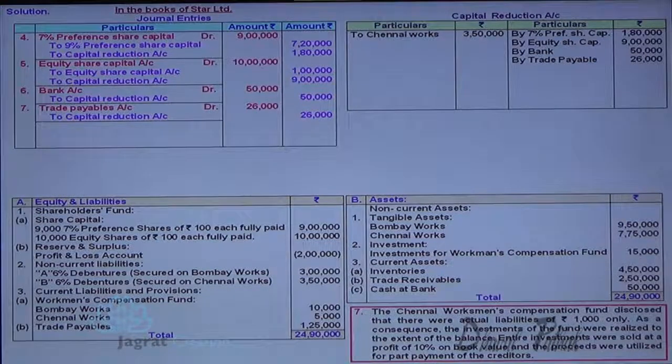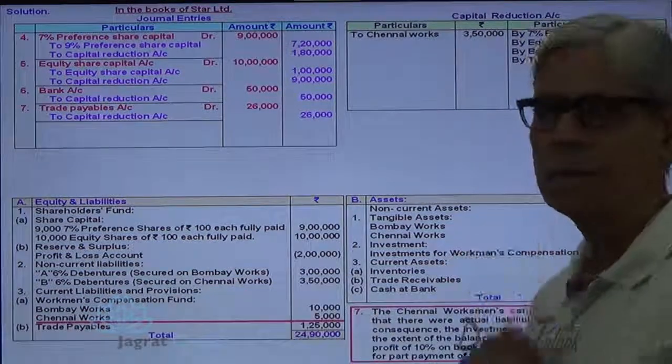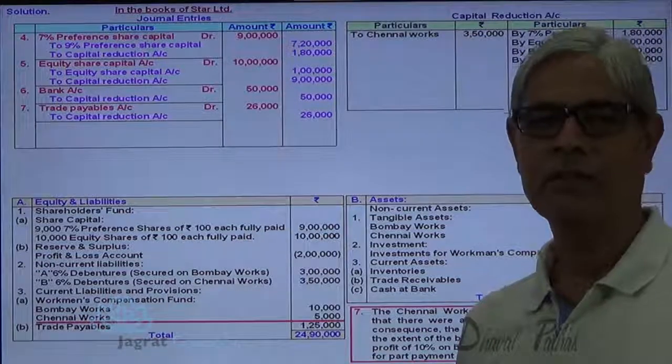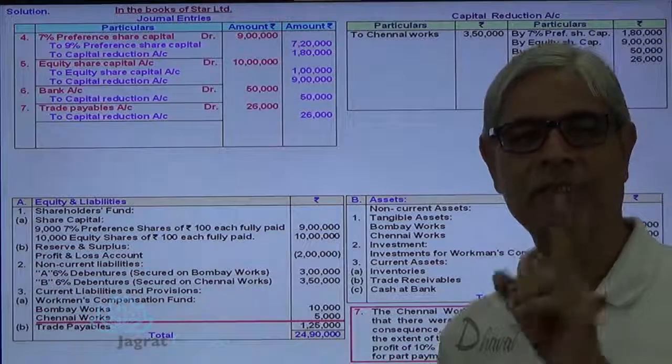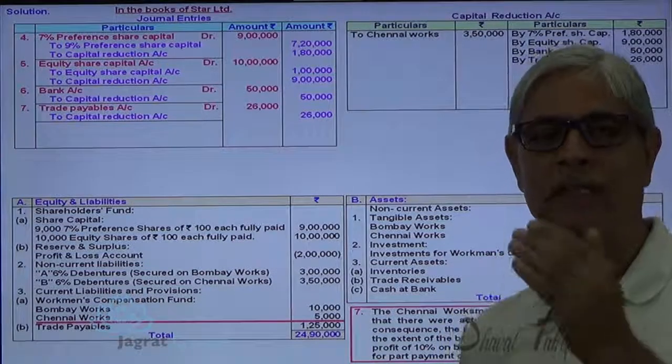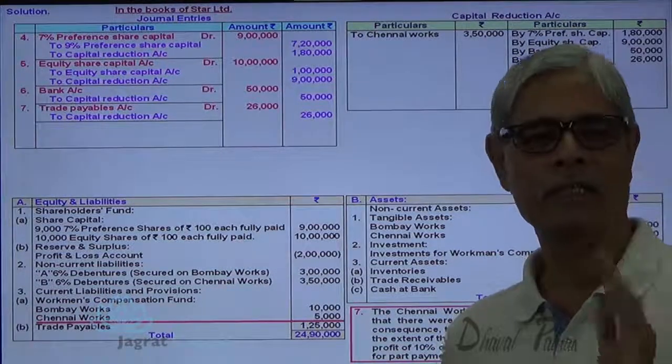Seventh, sixth point is already done. That was the first point taken by me. The Chennai Works Compensation Fund disclosed that there was an actual liability of 1,000 only. Now see, the Workmen Compensation Fund provision existed at 5,000. Real liability existed 1,000. Provision in excess of liability is known as surplus.